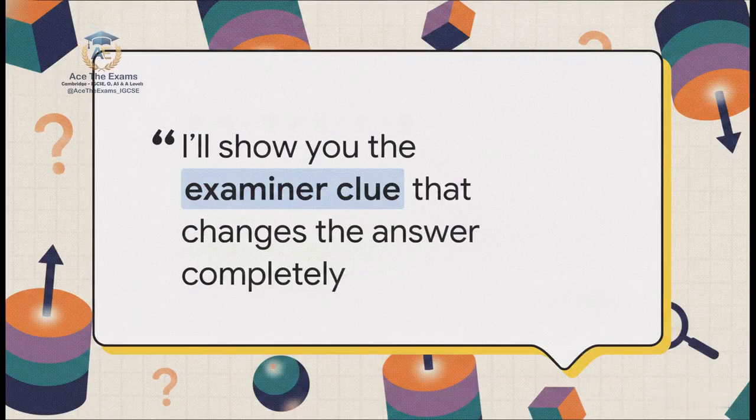Now, I need you to pay very, very close attention. In a moment, I'm going to show you the examiner clue that changes the answer completely. It's the hidden detail that literally separates the A-grade candidates from everyone else. But first, you need the analytical framework that actually makes that clue obvious to you when you're sitting in the exam hall. Leaving now means missing the absolute key to those higher order assessment objectives. So let's build that framework right now.